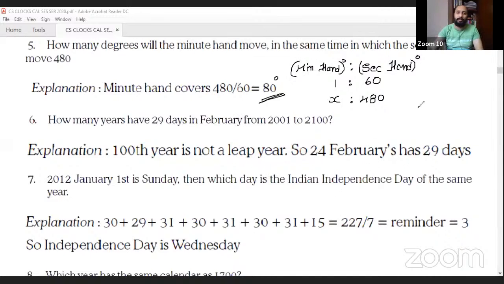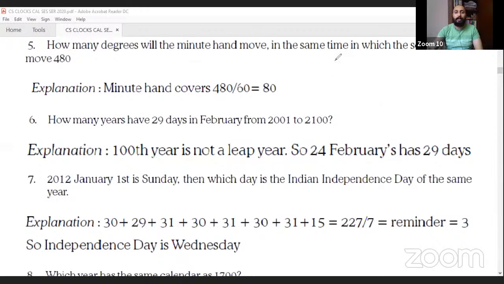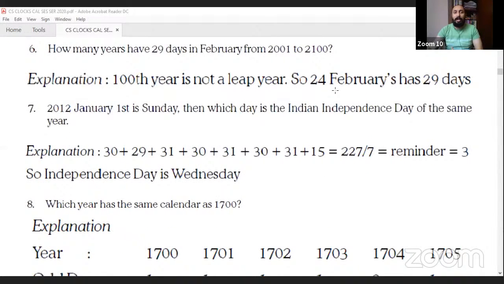Yes, okay, this is a shortcut we were talking about. Very good. So let's go further and talk about the next question here. How many years have 29 days in February from 2001 to 2100? So in 100 years, how many 29th Februaries will come? Hope you remember. In 100 years, 25 will come, but one we are omitting.